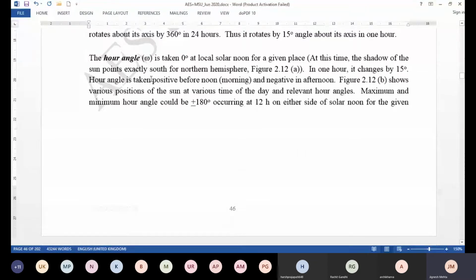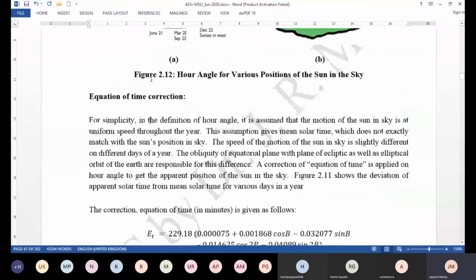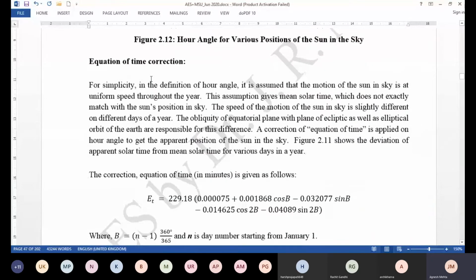So if somebody tells you that it is 15 hours local time for your place, then if you have to write omega, you can write that omega is equal to minus 45 degrees, 15 into 3, and negative for afternoon. So minus 45 degrees is the hour angle at that point of time. Hour angle.